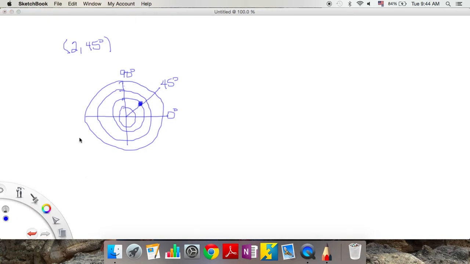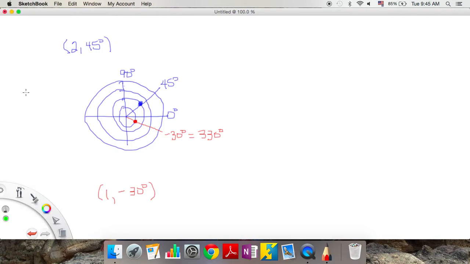What about if I have the point 1, comma, negative 30 degrees? Well, negative, remember, is down this way, so negative 30 degrees is about here. It's also 330 degrees, remember? And if I went 1 that way, then my point would be right here.